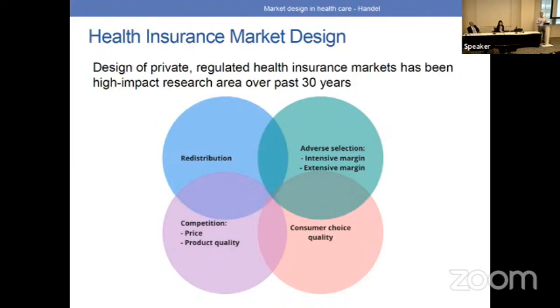There's a key objective of redistribution and equity, which I referenced before. And then layered under all of this, there are significant issues with consumer choice quality. Consumers have choice quality issues in choosing insurance, using insurance, and choosing doctors. These are a core set of objectives that policymakers and economists think about.